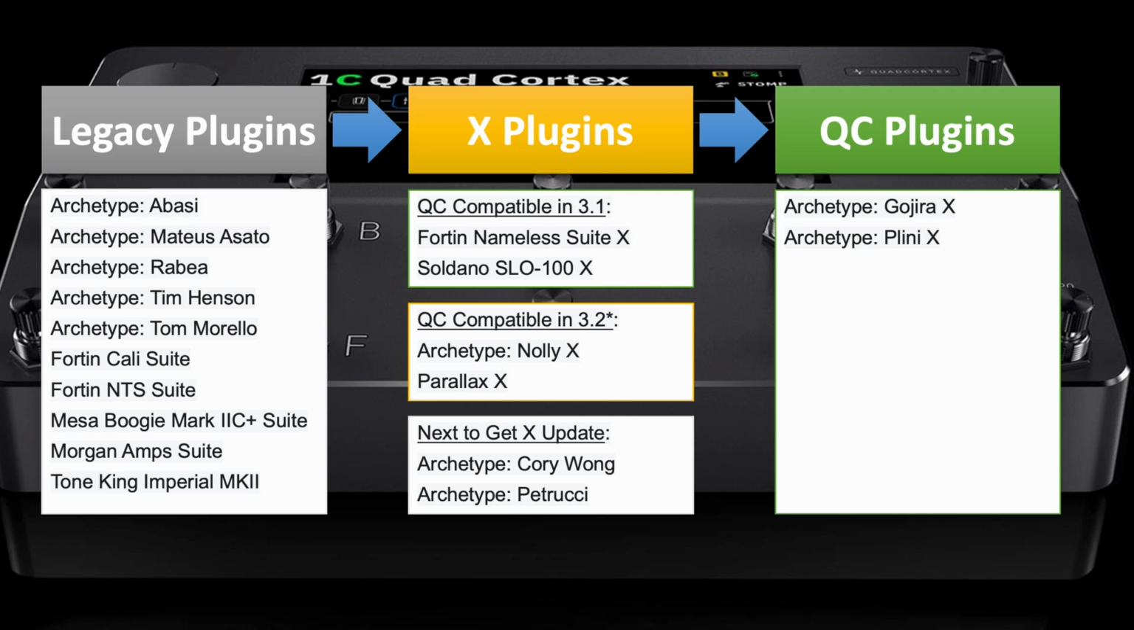There's no timelines, but they've already announced that the next two X plugins to become compatible with the Quad Cortex are the Fortin Nameless and the Soldano. And those are scheduled for the 3.1 release. Now, we don't know when the 3.1 release is, but the next release of CorOS will include compatibility with those plugins. The next major release after that, here I'm calling it 3.2, I don't know if that's what it's going to be, are going to include Nolly X and Parallax X. So that's what we know so far.